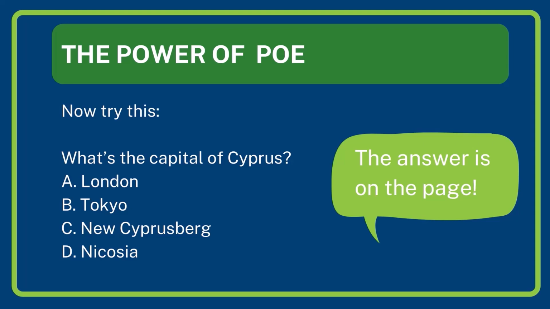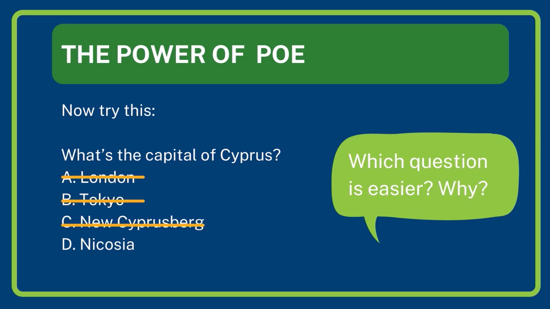Which one of these can we rule out right away? I'm thinking London and Tokyo too. That leaves us with New Cyprusburg and Nicosia. What do you think? I agree, New Cyprusburg sounds kind of obvious. Let's go with Nicosia. Which question was easier? And why? You're right, the multiple choice. Because even if you don't know what the capital is, knowing what it's not is just as helpful.